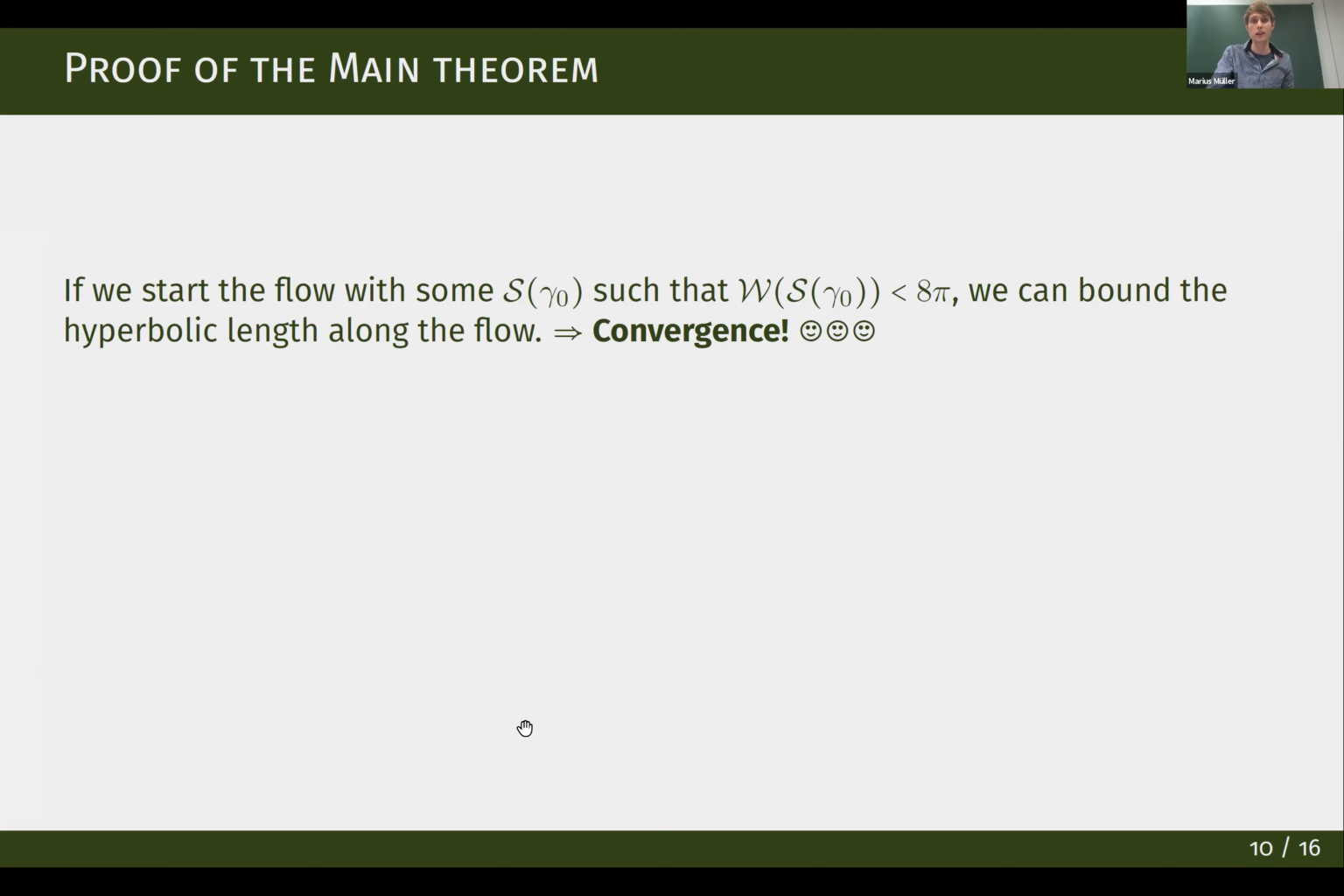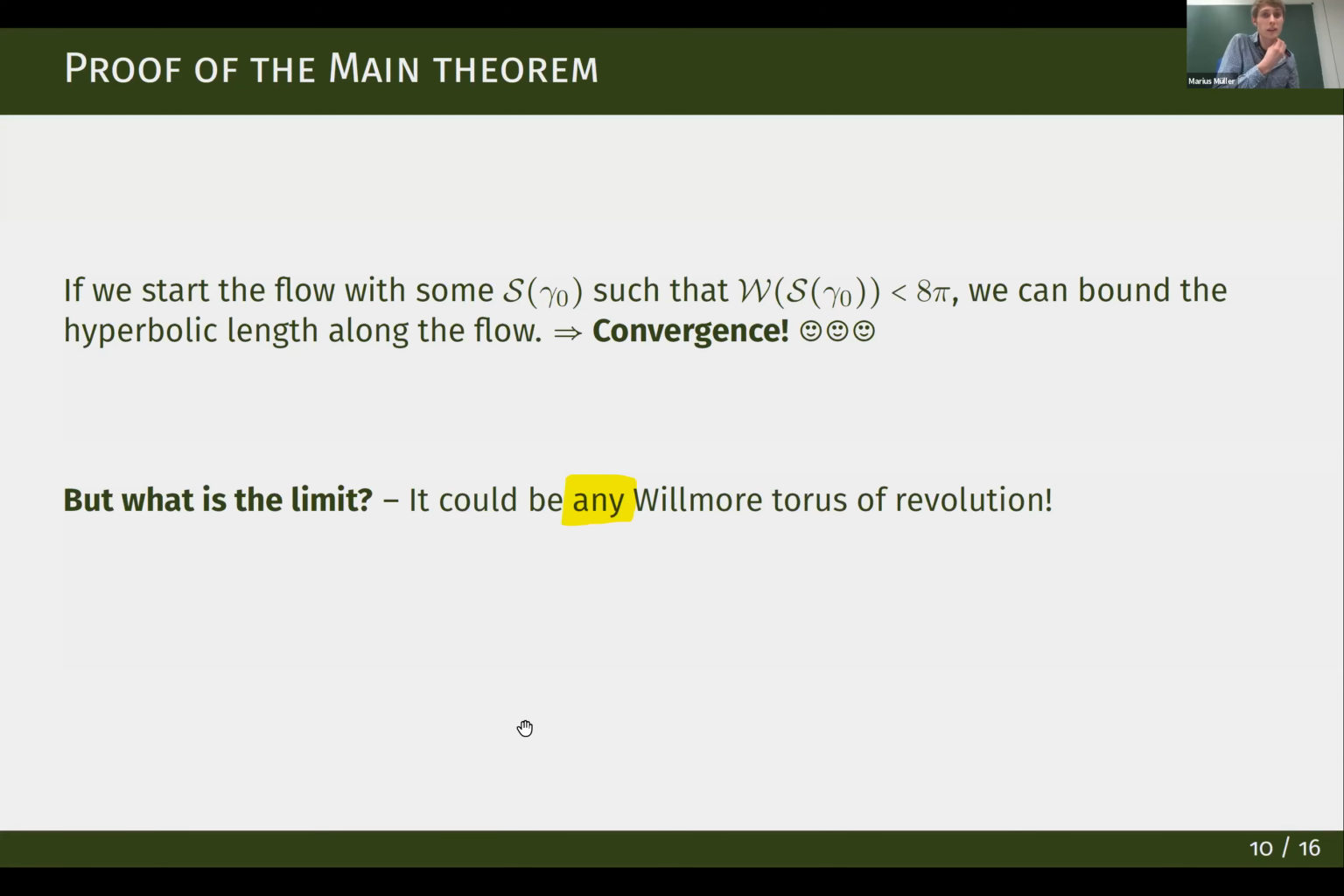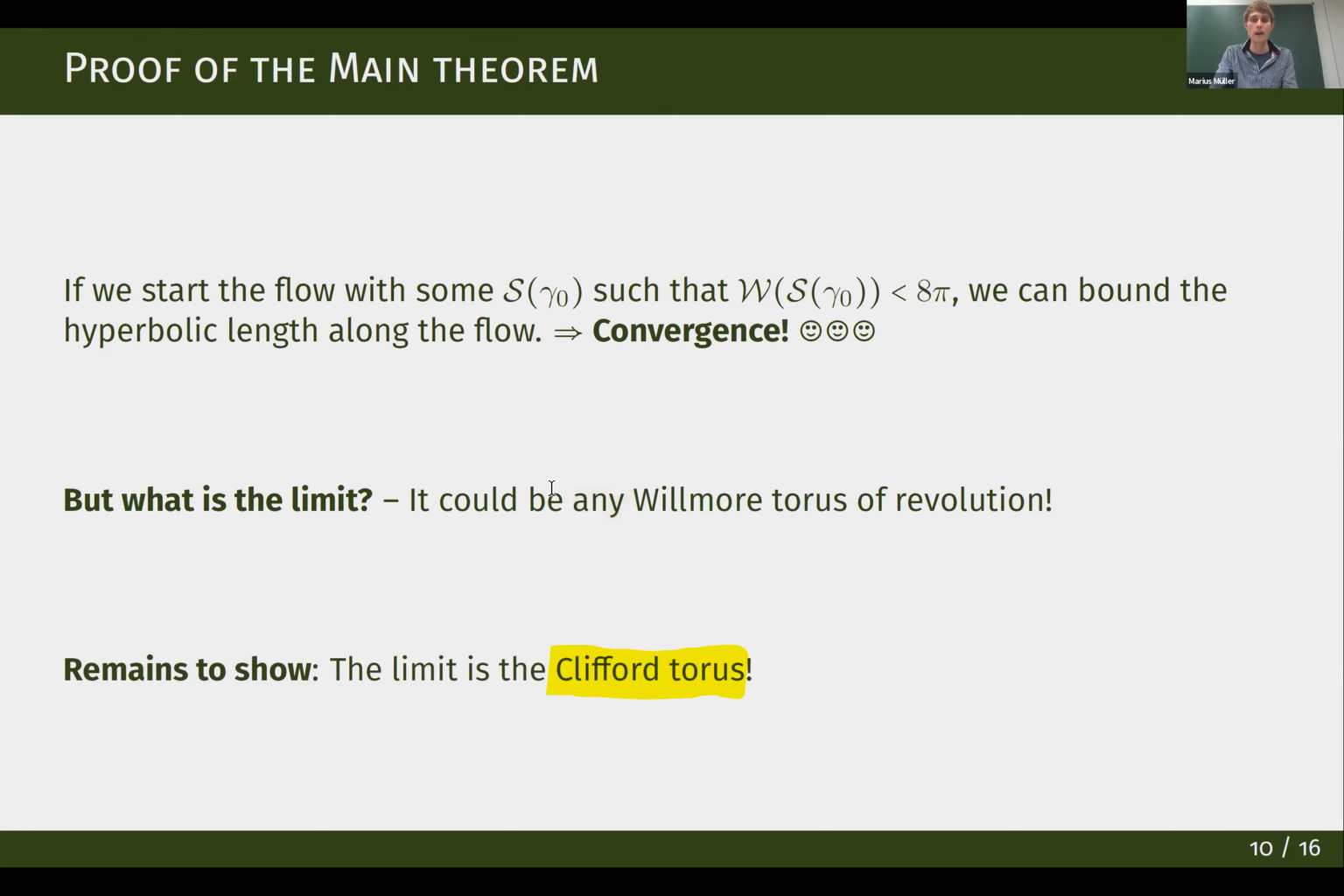Okay. Is that the theorem? Unfortunately, this is not the main theorem, because now we claimed that the limit is the Clifford torus and not just any Willmore torus of revolution. So far, we only know that we have a convergent evolution, and the limit could be any Willmore torus of revolution. But actually, the limit will be the Clifford torus. And in order to show that, we have to exclude all other Willmore tori of revolution.